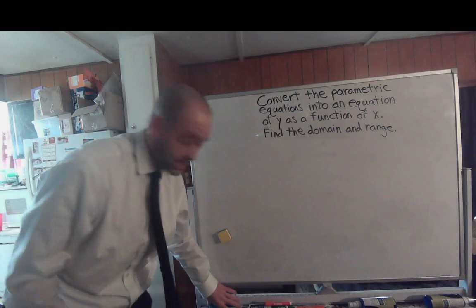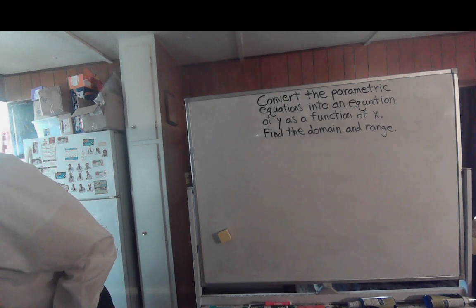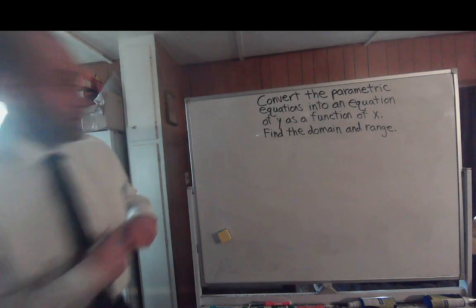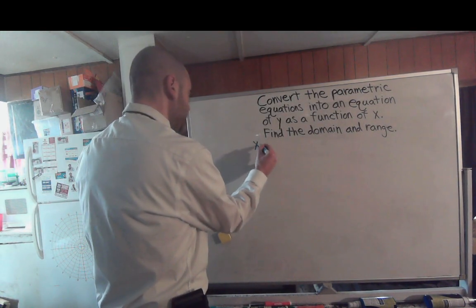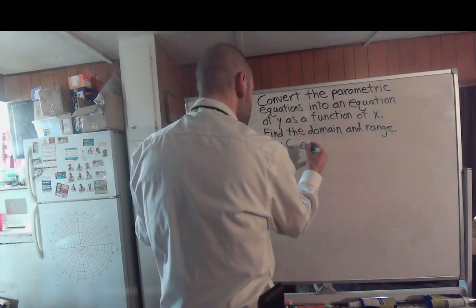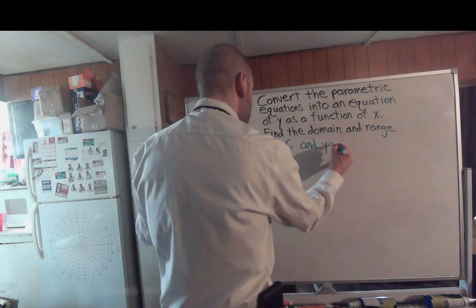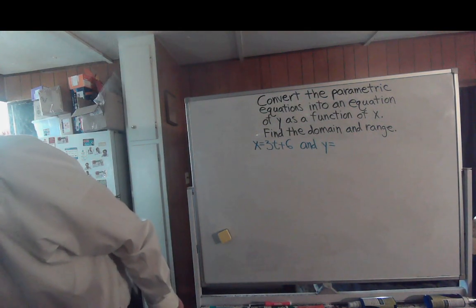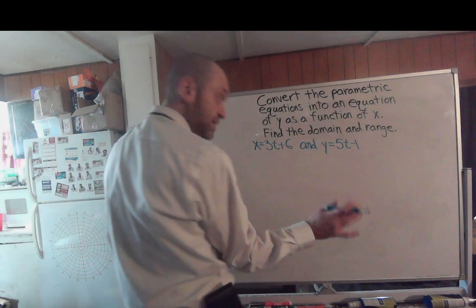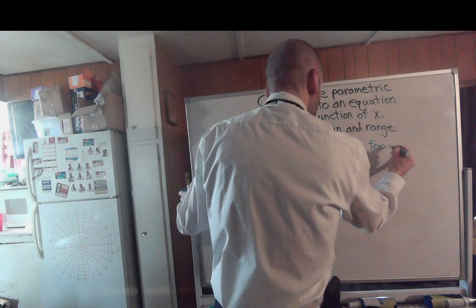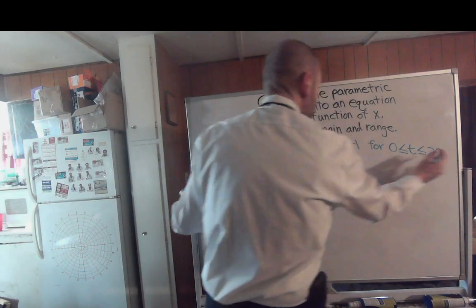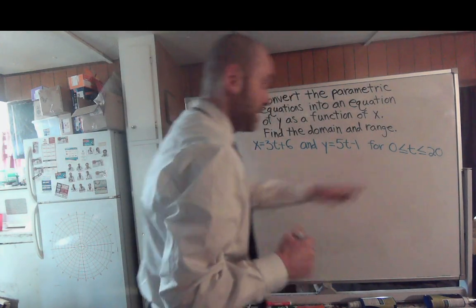Alright, what's next? One more for this, and then we're going to do like 3 other types of exercises. So let's see, we have x equals 3t plus 6 and y equals 5t minus 1. This time for 0 is less than or equal to t, which is less than or equal to 20. So the domain of t is from 0 to 20.